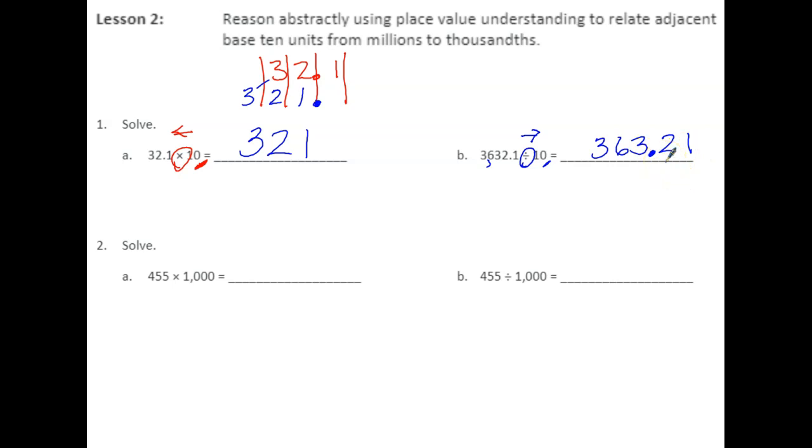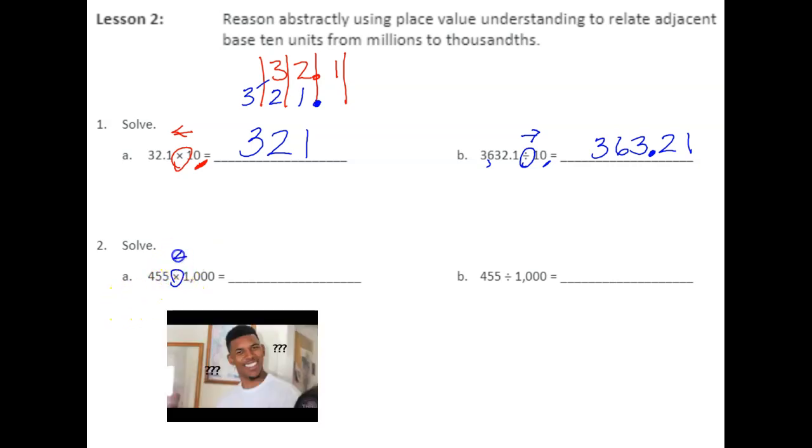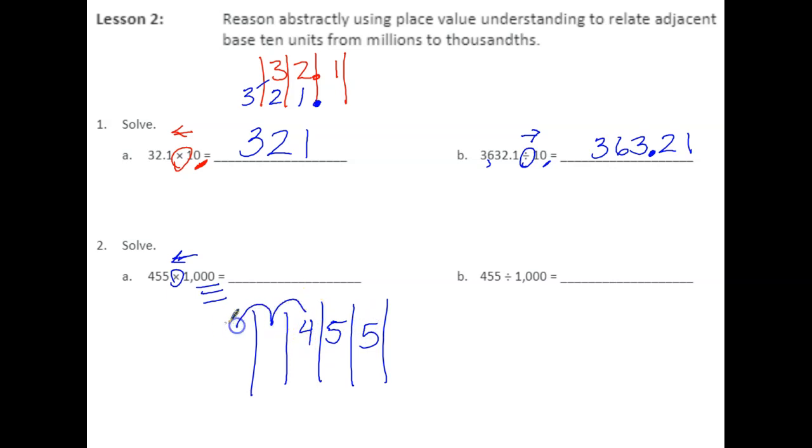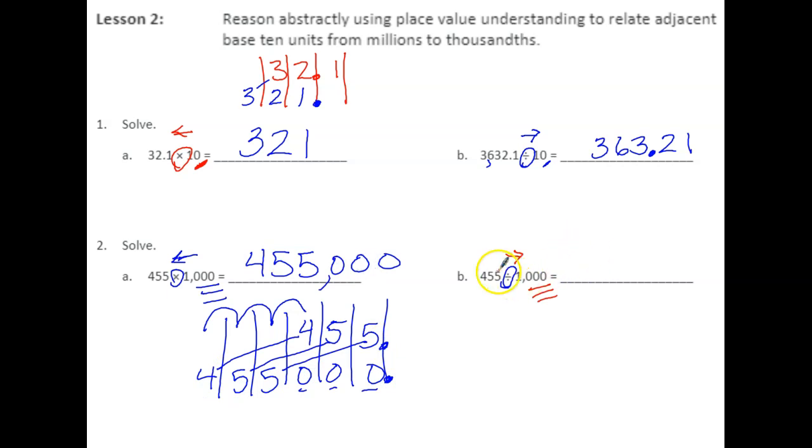All right, picking up the pace here. I know that I'm multiplying, so the 455 is going to move over one place to the left. That's an arrow. Not one place, but 1, 2, 3 places. I'm multiplying by 1,000. My 455 is going to move 1, 2, 3 places and become 455,000.